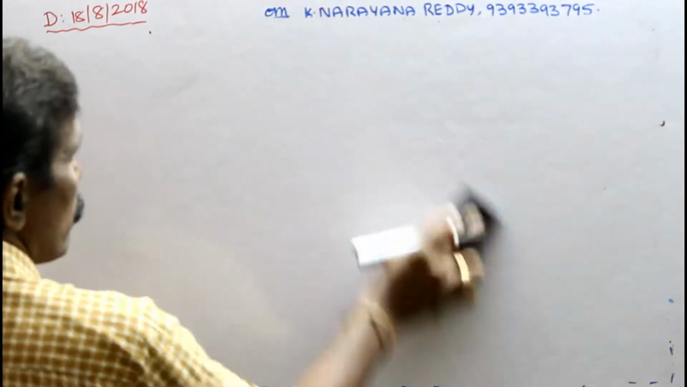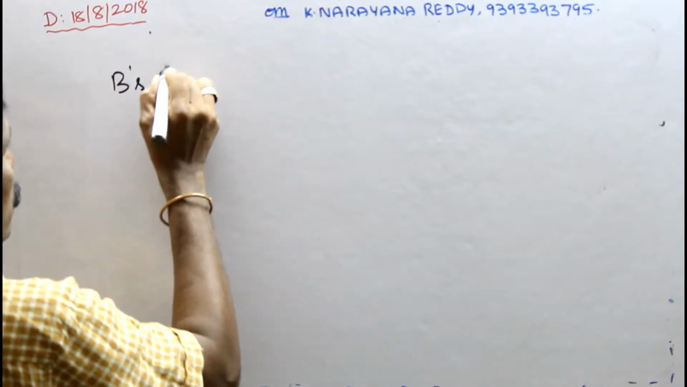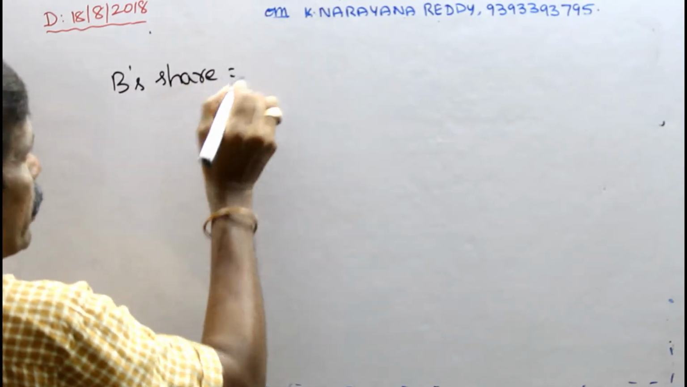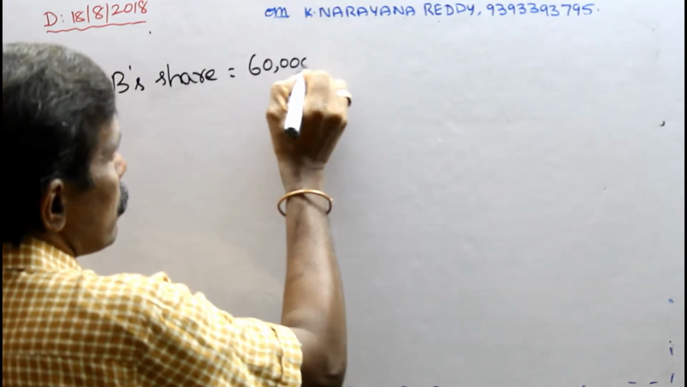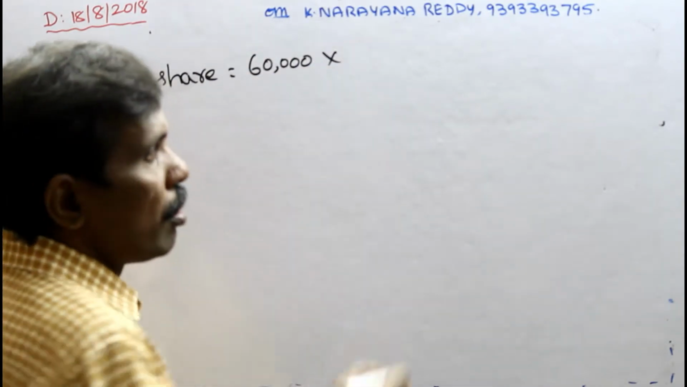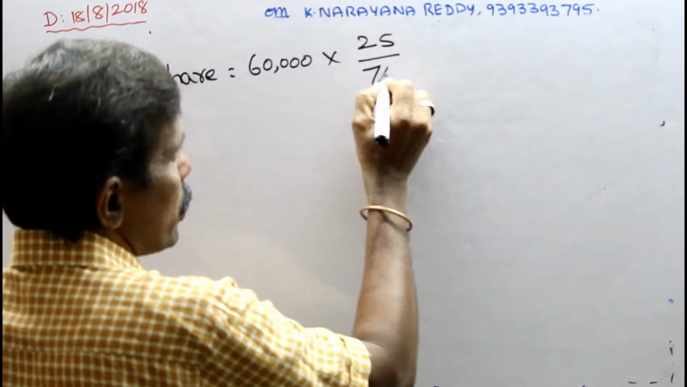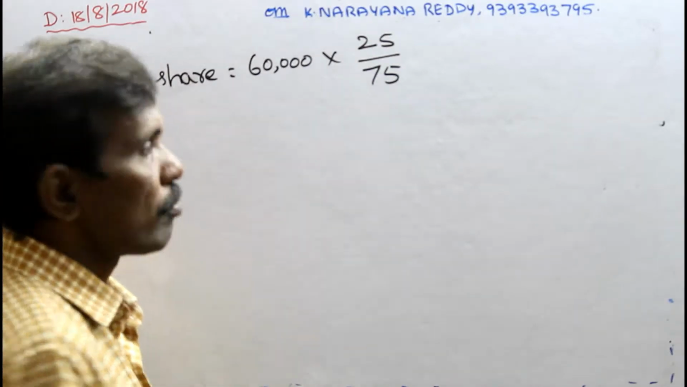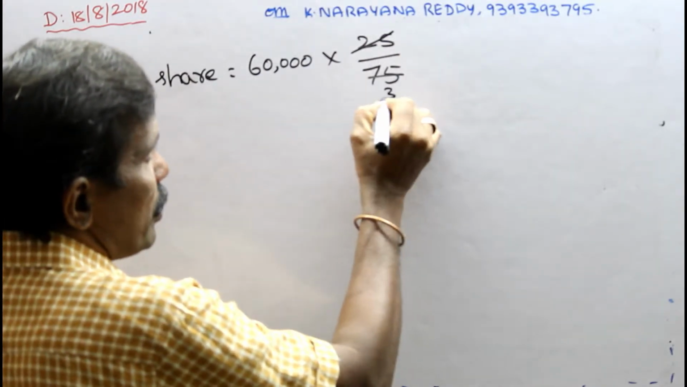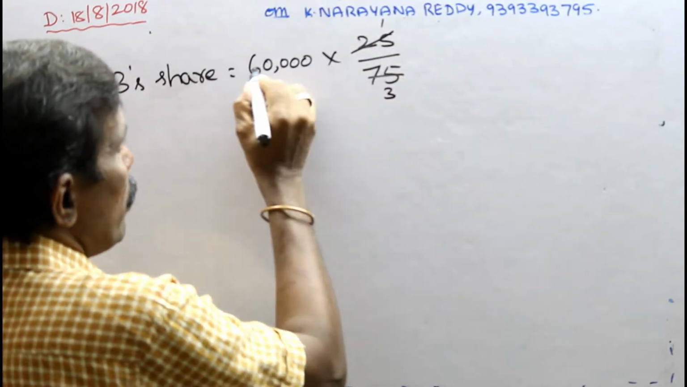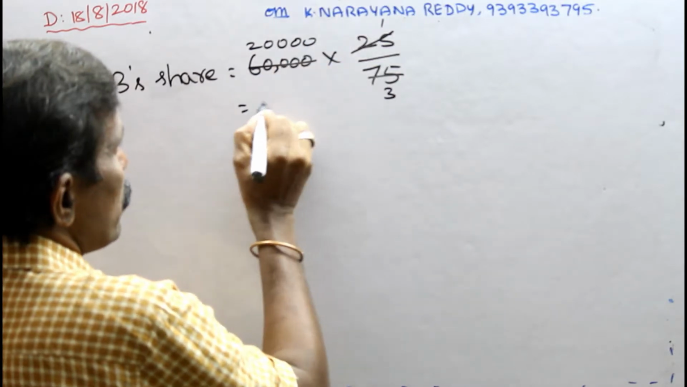B's share equals the total profit into B's share 25 divided by total shares 75. Divide this: 25 ones are 25, 25 threes are 75. So 3 ones are 3, 3 twos are 6, giving 20,000.